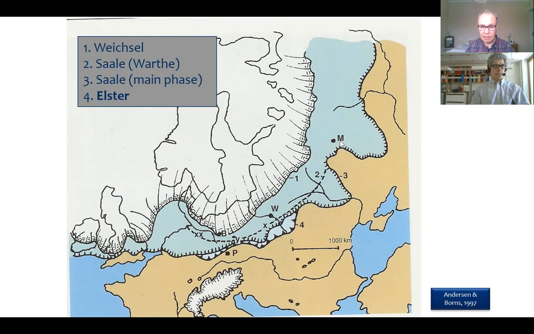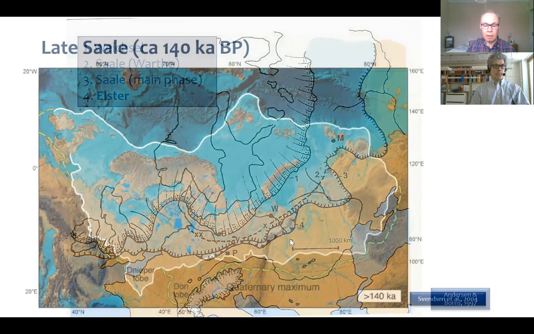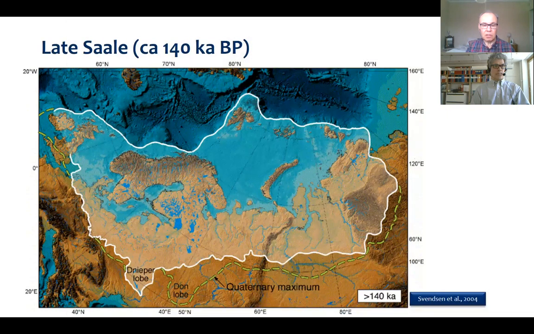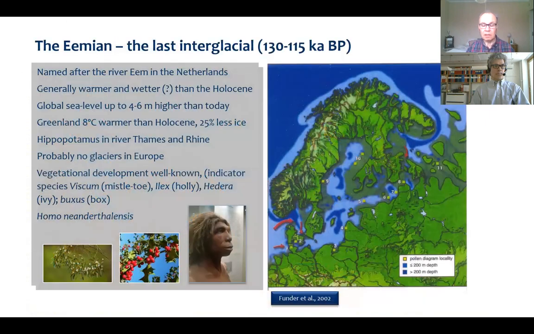And before that, we had the Elster, or the Elsterian glaciation, which in some areas in Germany, the Czech Republic and Belarus was the largest ice sheet during the Quaternary. But in many parts, the Saale ice, or the Saalian glaciation, was the biggest ice sheet in the Quaternary, bigger than the Weichselian glaciation that came after the Eemian interglacial, starting around 115,000 years ago.